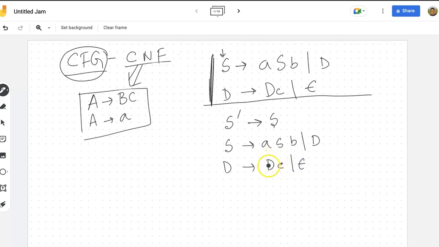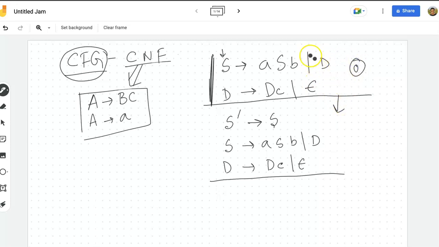So the first thing is that we need to check if the star symbol is on the right hand side of any rule. As S is on the right hand side of the first rule, we are rectifying this by making a new star symbol, S dash. Now S dash will go to S, and S is no longer the star symbol, so it can be present on the right hand side of any rule. So the first stage is okay. Now what is the next step? So this is the first step, the zero state.